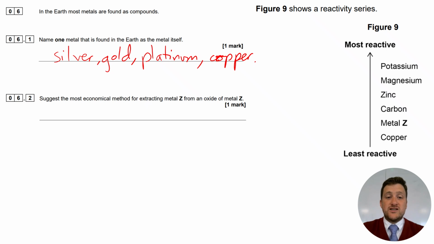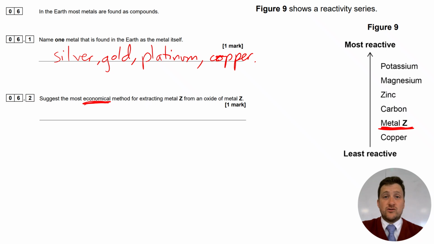Now, suggest the most economical method for extracting metal Z from an oxide of metal Z. We're going to do it in English for metal Z. Okay, you can see that is more reactive than copper. Therefore, it's not found as the metal. It needs to be extracted. Now, I would say the most important word for this is economical. That means using the least amount of money. There are multiple ways of extracting this.